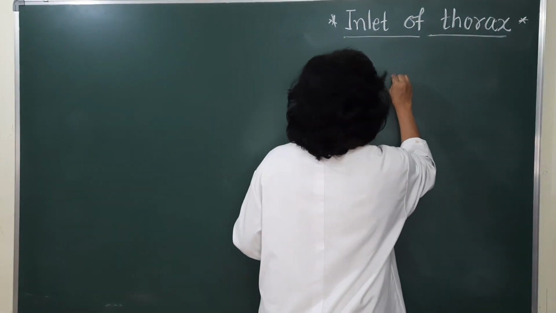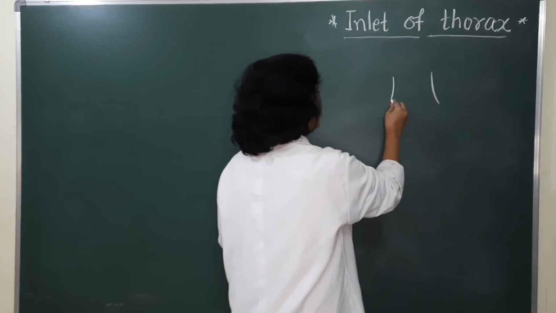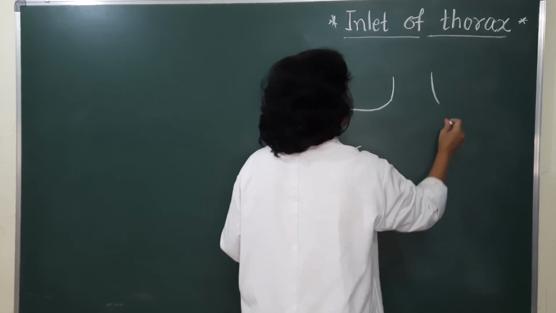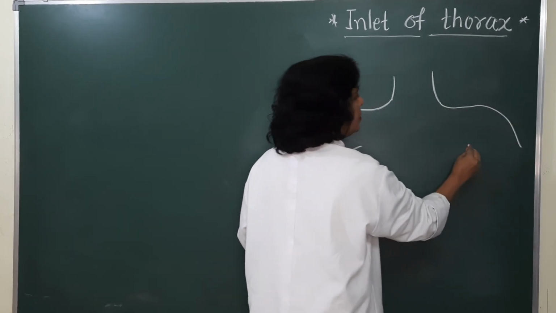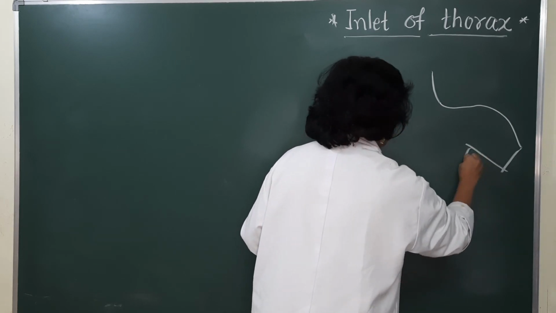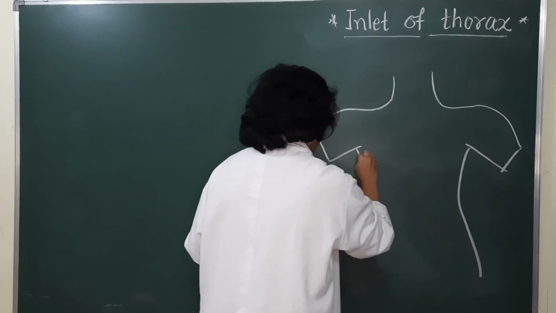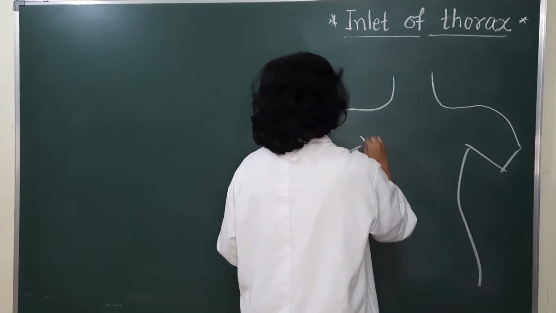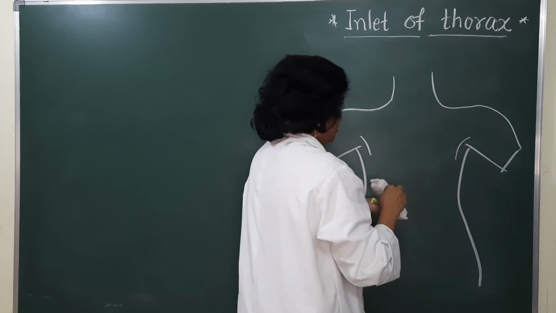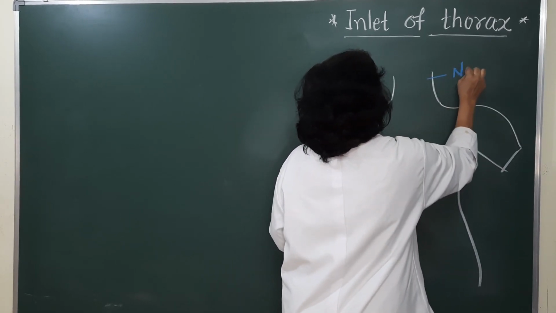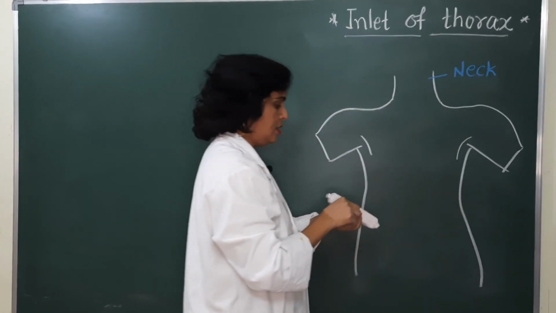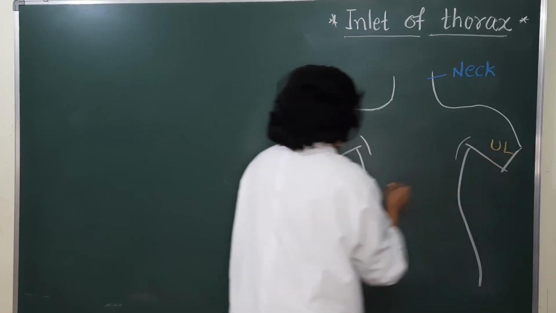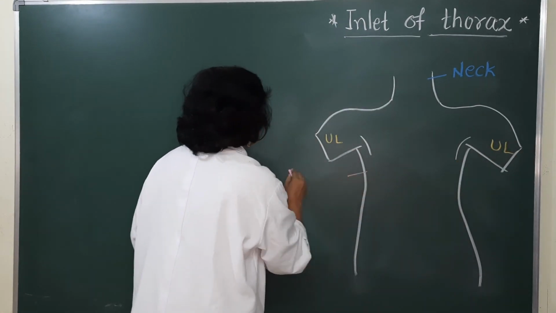Now suppose this is the neck region, here you get upper limbs, and this region is nothing but the trunk.